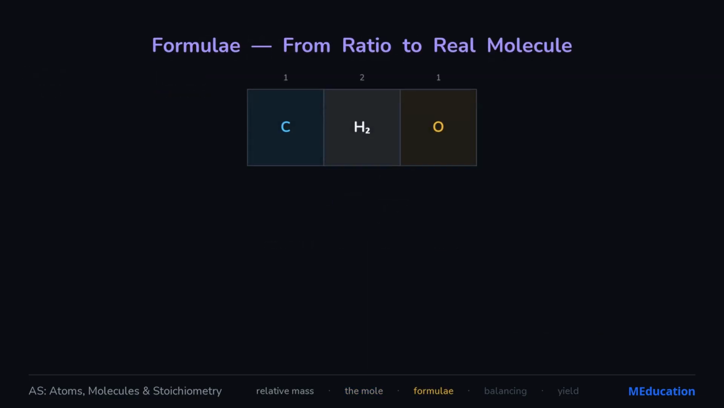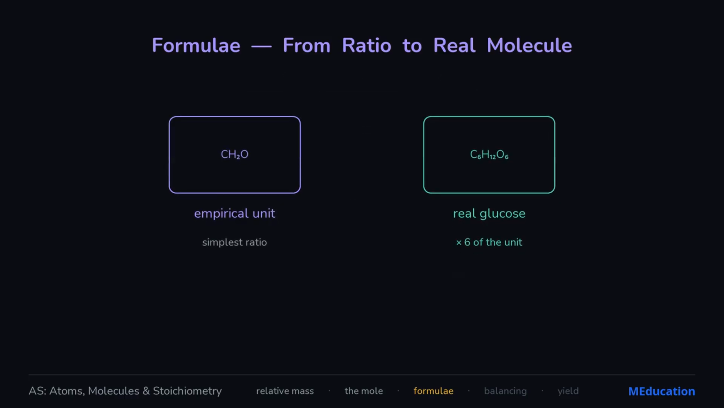Now, formulae. Burn a compound, measure the mass of each element, divide each by its molar mass, and you get the ratio of atoms, the empirical formula, the simplest whole number recipe. Glucose analyzed this way comes back as carbon, hydrogen, oxygen in the ratio 1 to 2 to 1. CH2O, simple but incomplete. Because the empirical formula only gives the ratio, 2 different molecules can share it.